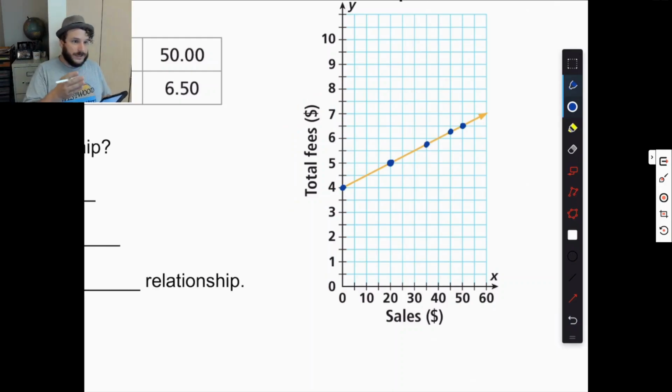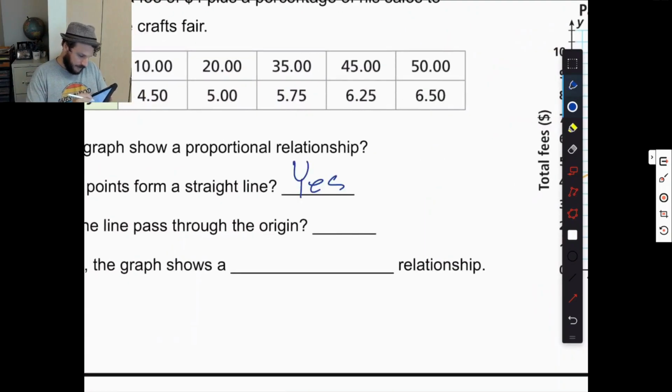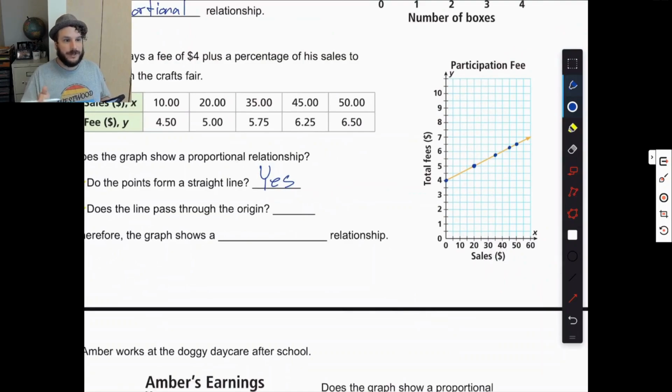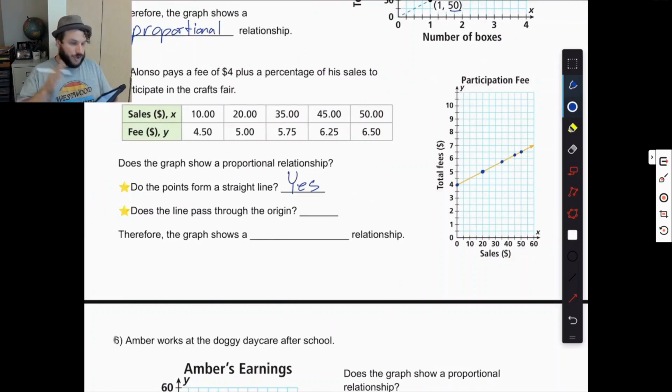And first, this line, if you look at it, is a straight line, okay? It is going up, straight, okay? So yes, it is a straight line, but does it pass through the origin? You can see here that it starts at 4. It does not start at 0, 0. What that means is in order just to show up at the fair, he has to pay $4, okay, regardless. And then as he's selling stuff, he's paying another part of his sales for the craft fair fees, okay?